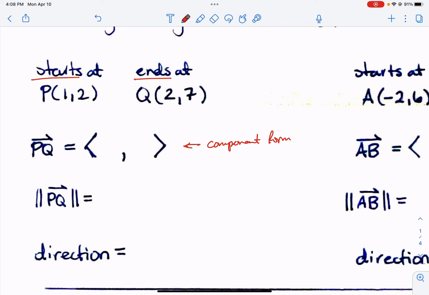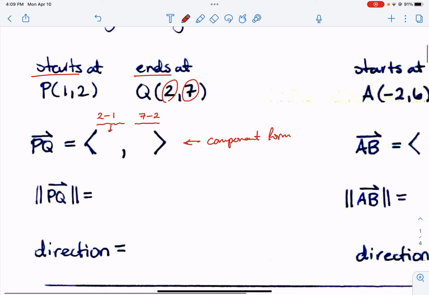Well, for the first component, you would do 2 minus 1, right? And for the second component, you would do 7 minus 2, right? So you always take the numbers at the end point and subtract away the numbers at the starting point. So we did 2 minus 1 and 7 minus 2. And that's always how you can get the component form if you're given 2 points like that. So this would be 1, 5. And that right there is the component form.